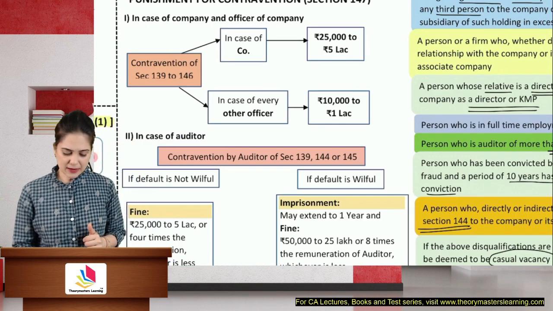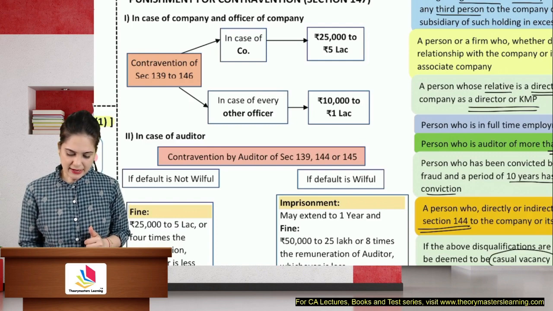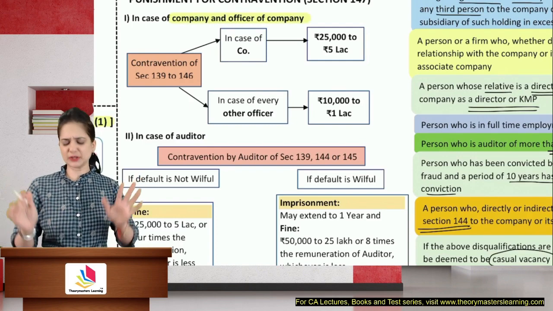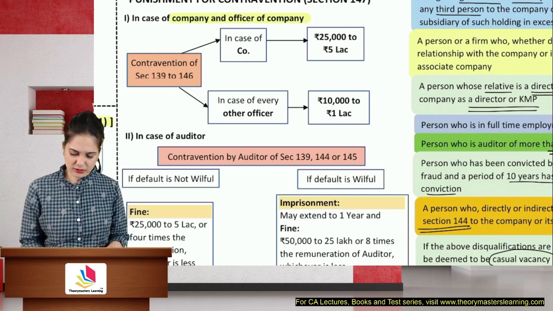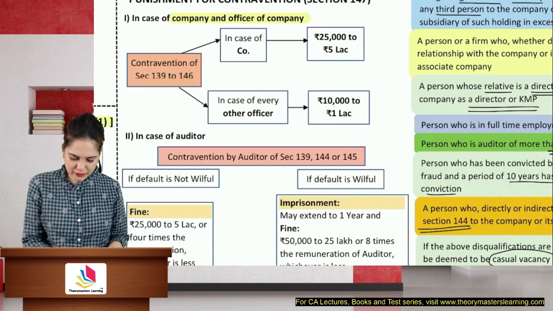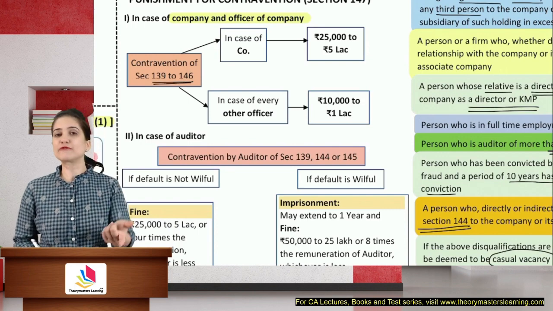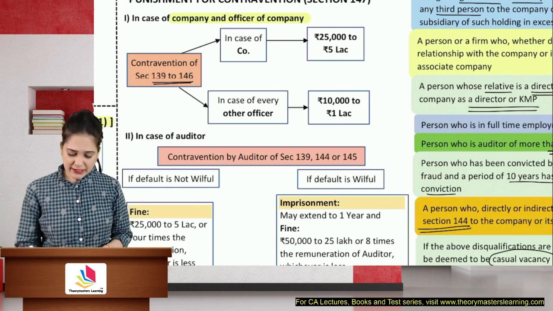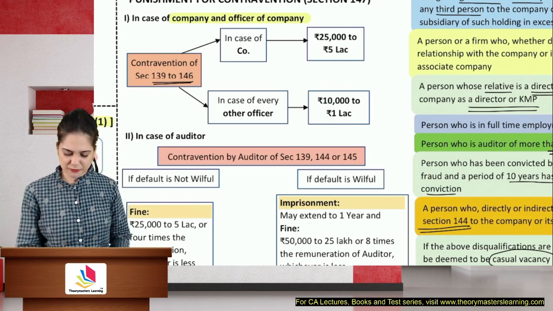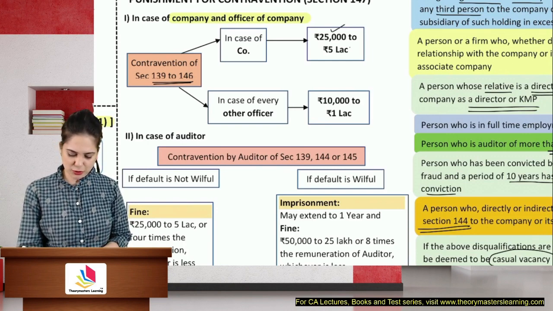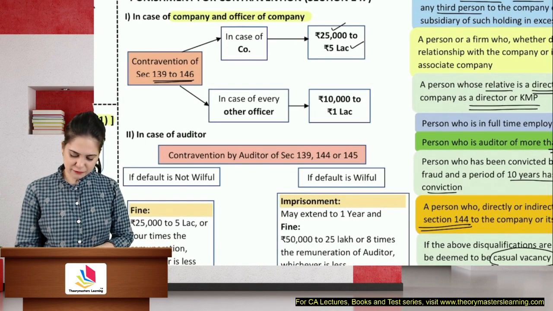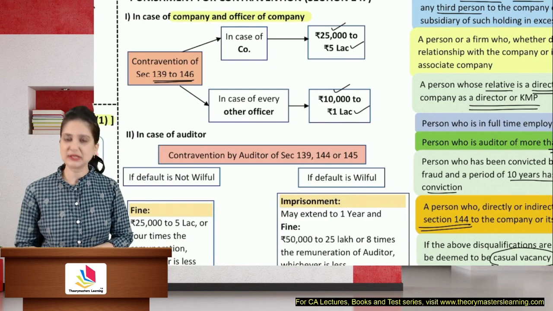Now, in case a company and an officer of the company commits contravention of section 139 to 146, I'll just highlight it, 139 to 146. If the company and its officer has committed any contravention of these sections, then in case of company, it will be subject to fine ranging from 25,000 to 5 lakhs. Every officer in default will be subject to fine ranging from 10,000 to rupees 1 lakh.